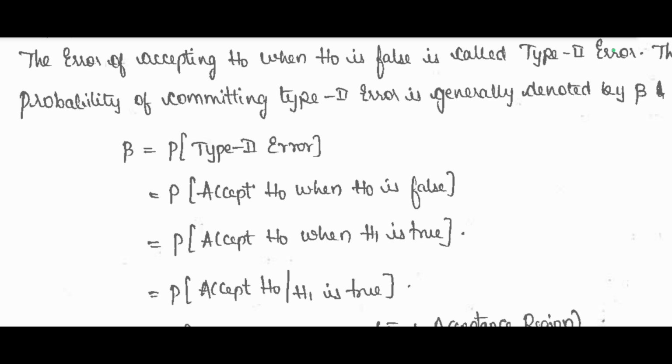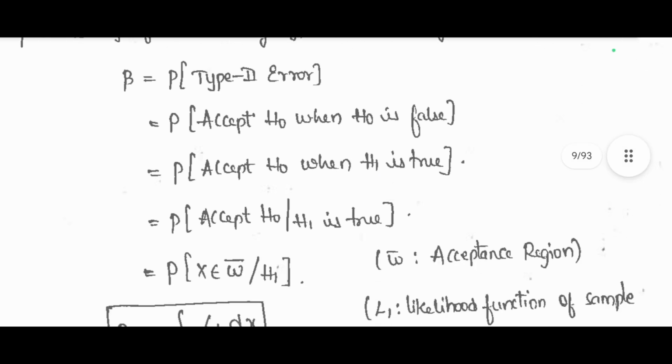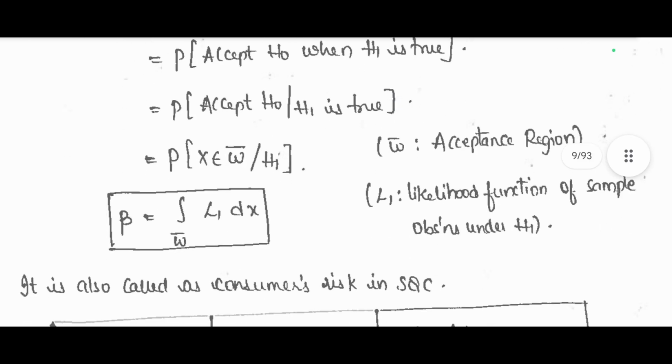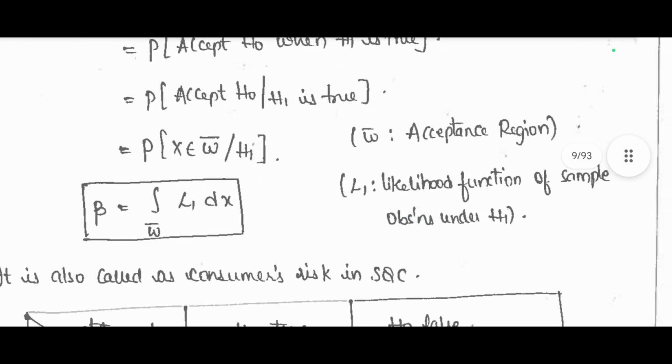That means beta is the probability of accepting H naught when H1 is true. The opposite of the rejection region is called the acceptance region. So the symbolic representation is the probability of X belongs to W bar under H1. Under H1 the likelihood function becomes L1. So beta is equal to the integration over W bar or omega bar of L1 dx.